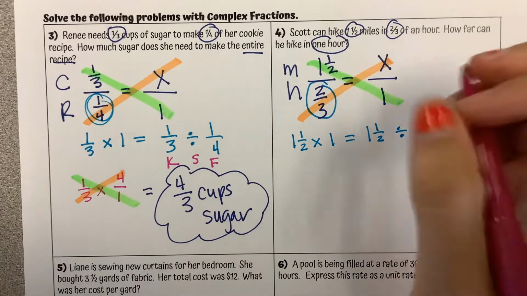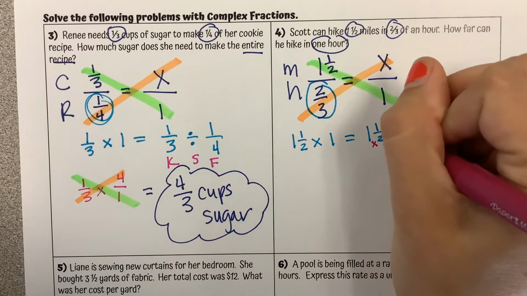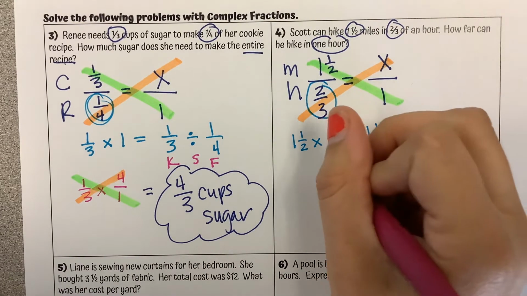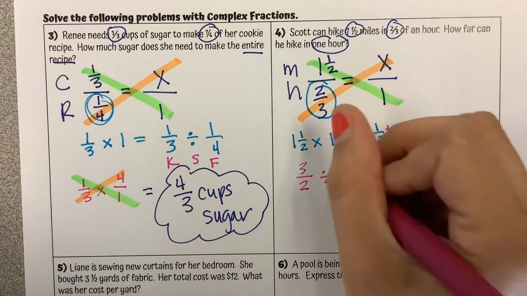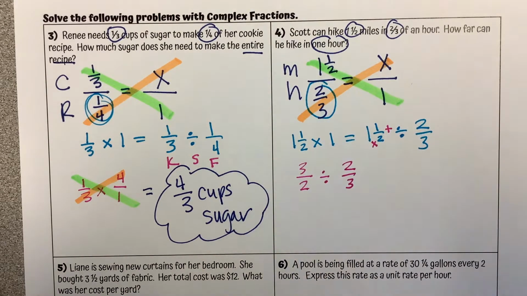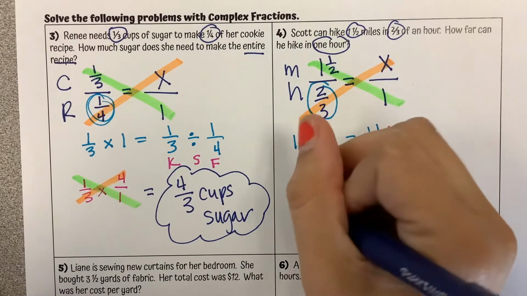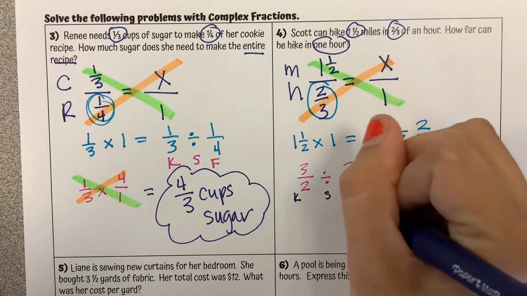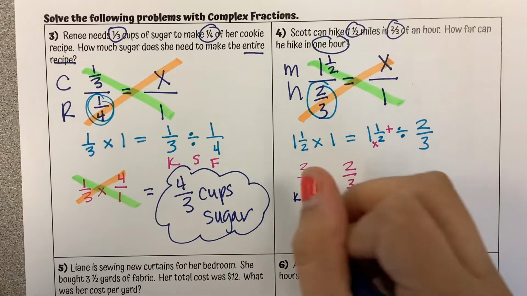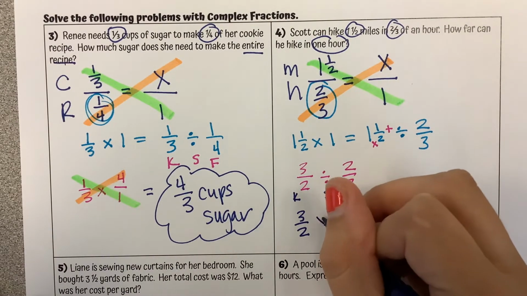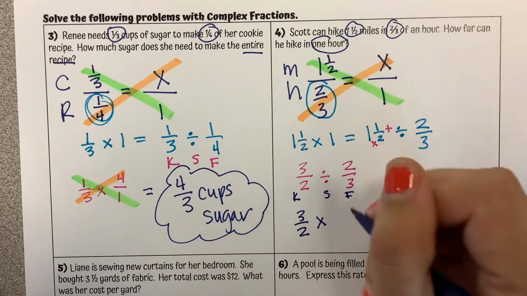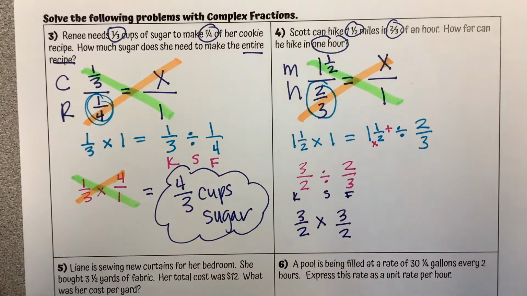So 1 and 1/2. You're doing 1 times 2 is 2, plus 1 is 3. So we get 3/2 divided by 2/3. Now I'm going to keep it, switch it, flip it. Keeping my first number as 3/2, switching division to multiplication, flipping it from 2/3 to 3/2.